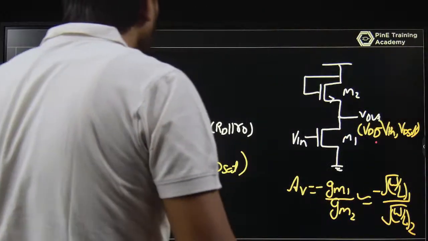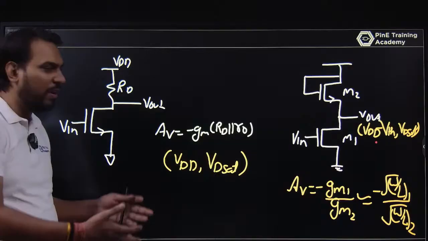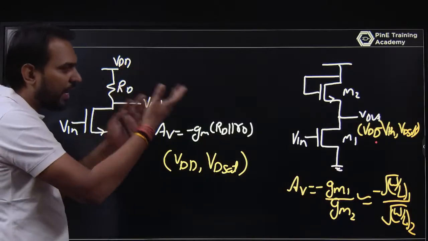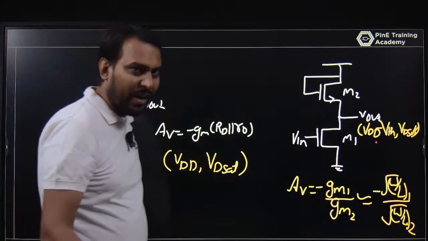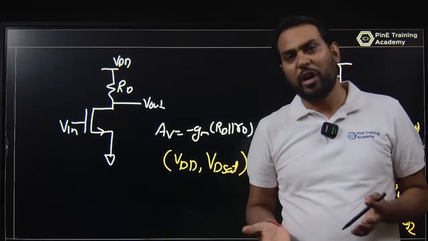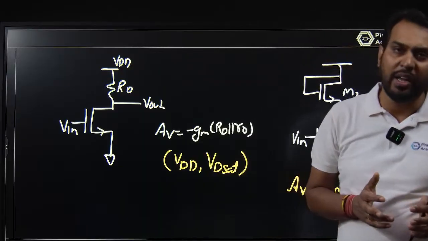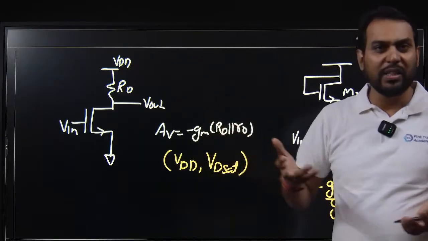Whether W by L is the same or not, a common source amplifier with a resistive load, a diode, or a current source load, anything, always behaves like an inverter. There is no meaning in saying that the W by L is the same. There is no meaning.